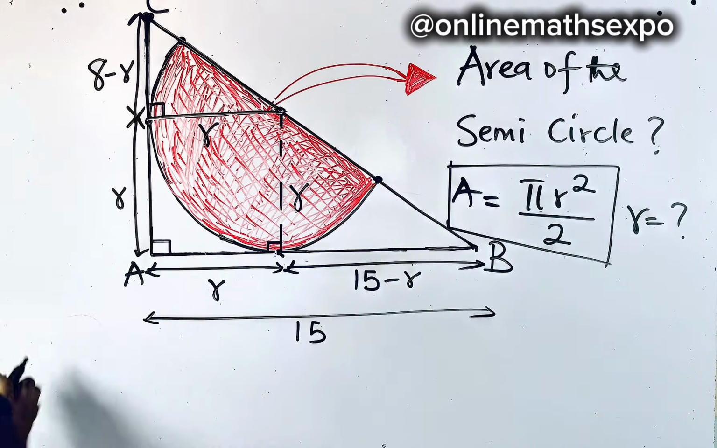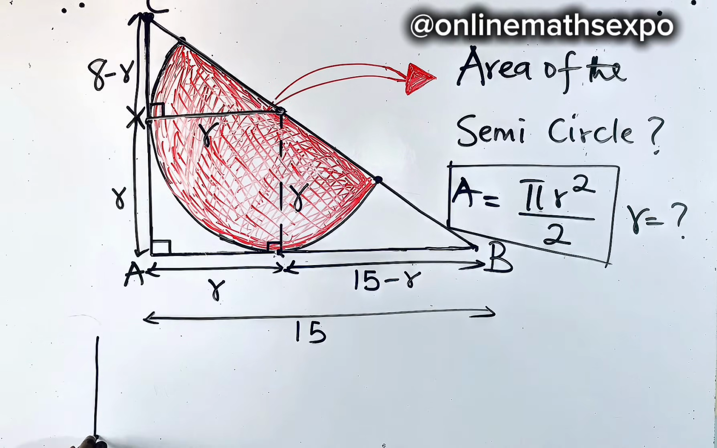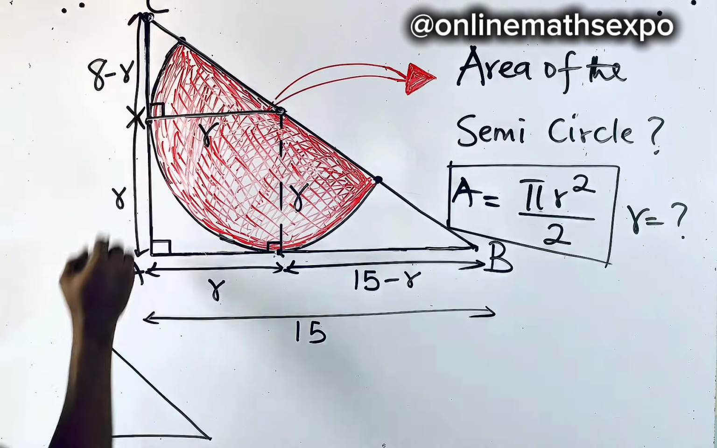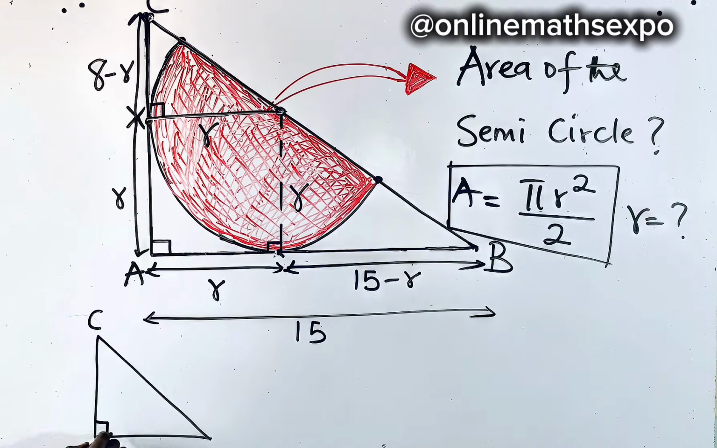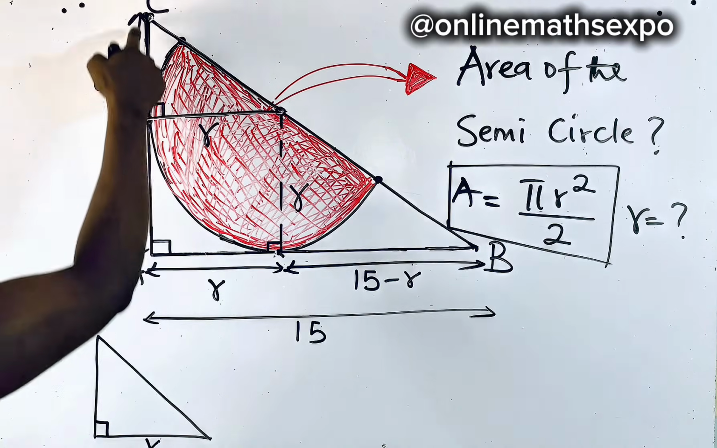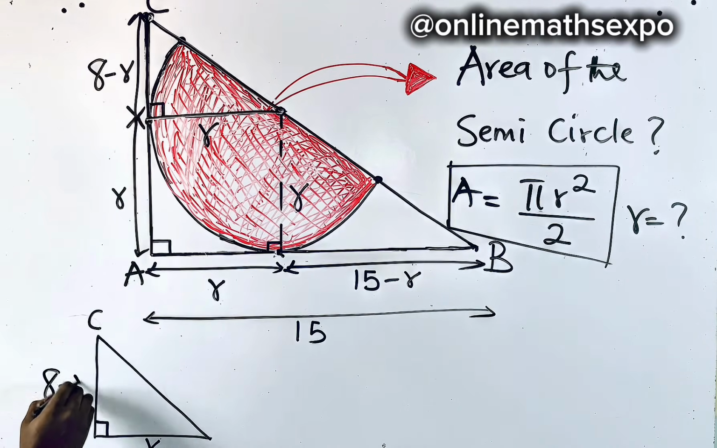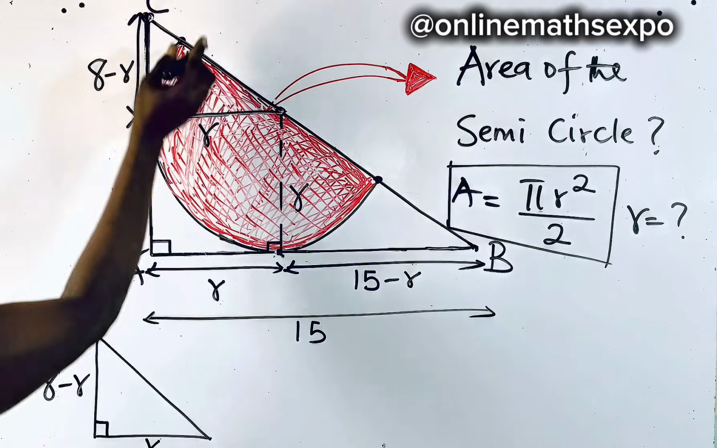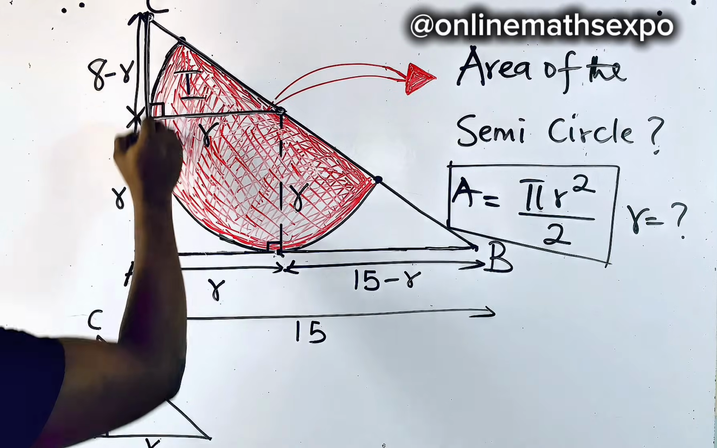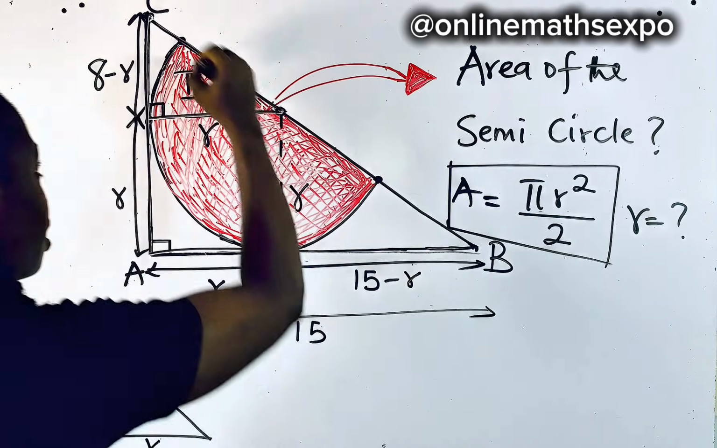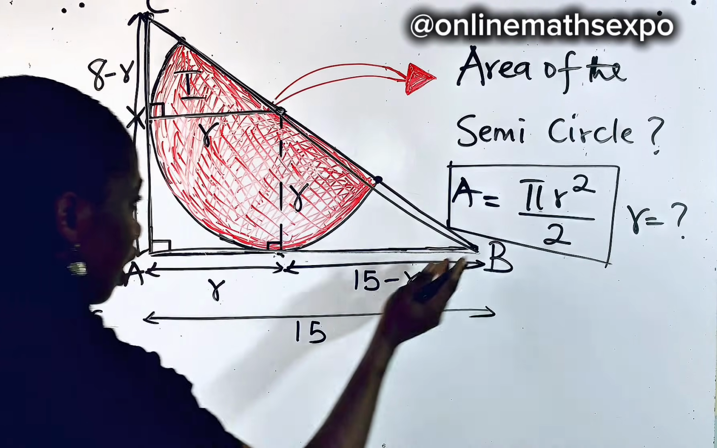If you bring that shape out, this is what you have. Let's do it well. If we bring that shape out, it has a vertex of C, and it has a right angle at this point. This length measures r. This length measures 8 minus r. That is for the upper one. We can call it triangle 1. Now, which other triangle is similar? The biggest one, did you see? This biggest one is similar to it.